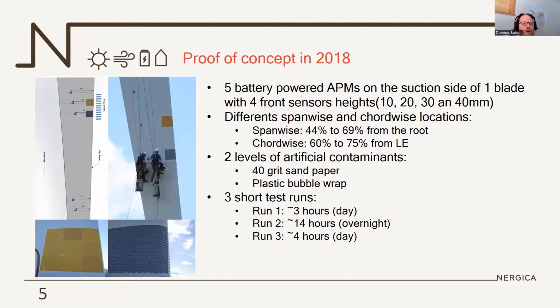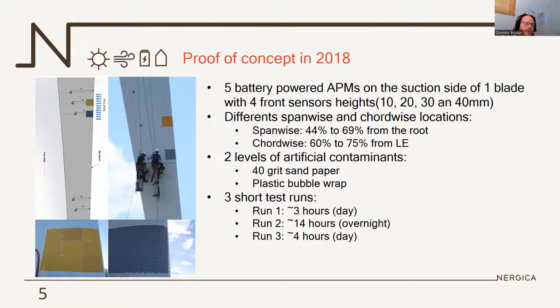Four years ago, Marin asked Aerodynamics to see if their APM, which was originally designed for aerospace, could be integrated onto a wind turbine. So we did a very small project, an engage insert project. We installed 5 battery-powered APMs on one blade, on the suction side of our blades, and for the pressure sensors we had 4 levels of height, from 10 millimeters up to 40 millimeters. We installed those at different spanwise and different chordwise positions.